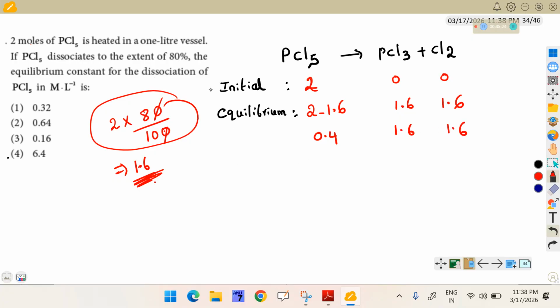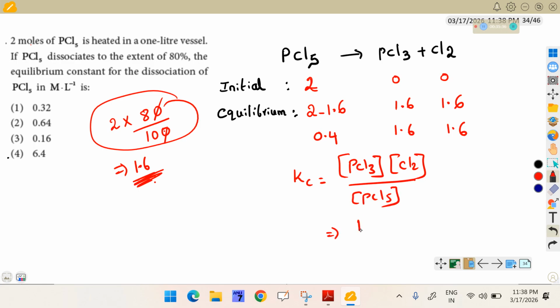Calculate the equilibrium constant Kc, which is equal to concentration of PCl3 into concentration of Cl2 by concentration of PCl5. 1.6 into 1.6 by 0.4. 4 times 4 into 1.6 is 6.4.